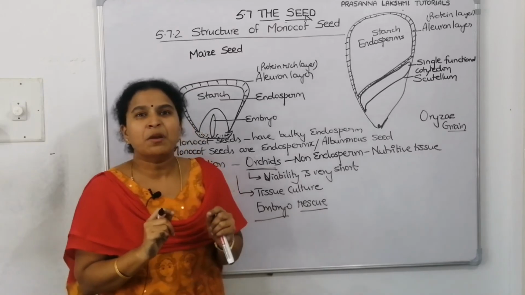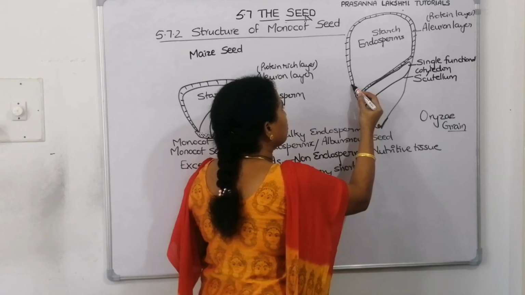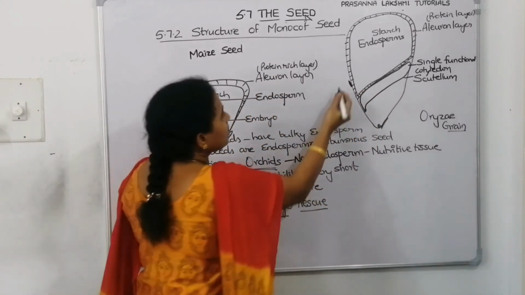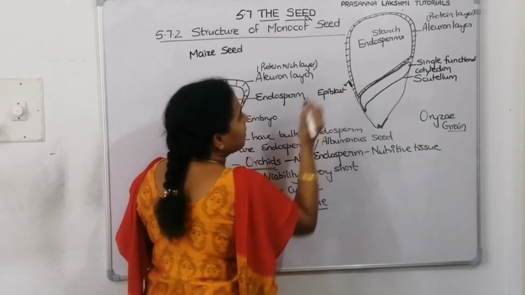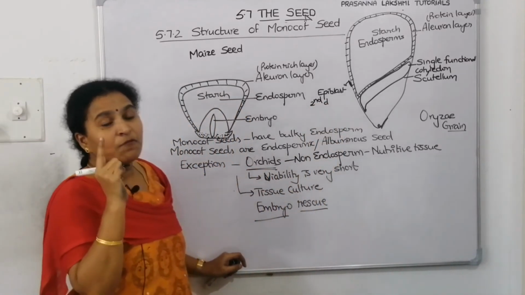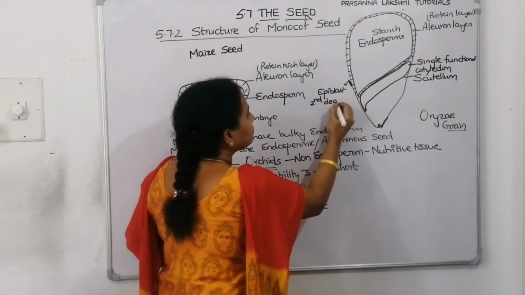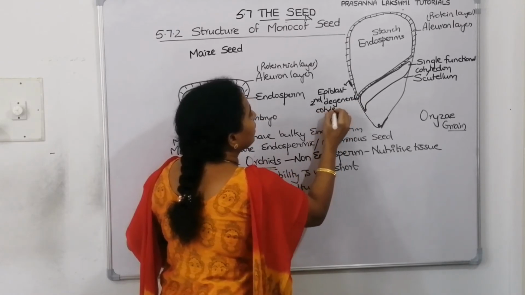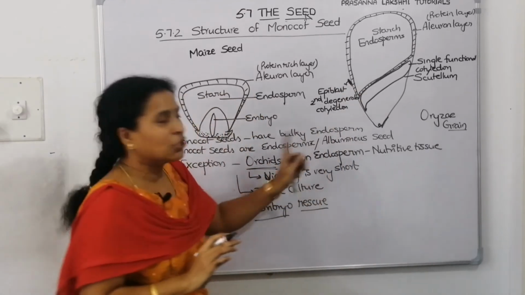The second cotyledon will be degenerated. It will remain little. What is that called? It's called epiblast. So, in some seeds, we see the second degenerated cotyledon here. What does epiblast represent? It represents the second degenerated cotyledon. It is having only one functional cotyledon. The second cotyledon is degenerated. It is epiblast. It is a vestigial structure.